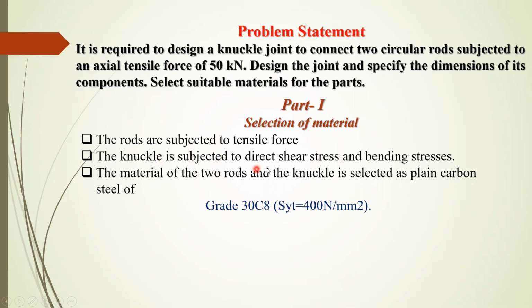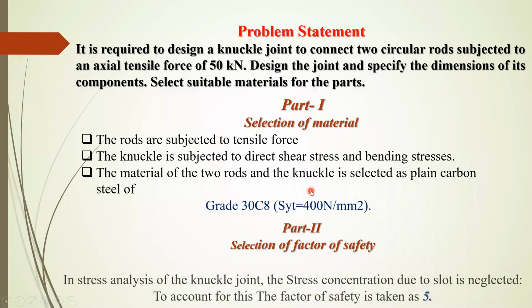All these parts of the knuckle joint are subjected to direct shear or bending stresses, or tensile stresses. These types of stresses will be developed in the component. It is a simple component and not that heavy a load is acting on it. So we will select a normal material for the rod and all the components of the knuckle joint. We will select plain carbon steel, a well-known material in the engineering field. It is plain carbon steel of grade 30C8. 30C8 is the designation of the steel. It has SYT, yield strength in tension, of 400 Newton per mm square. That is how we select a simple material for all the components of the knuckle joint.